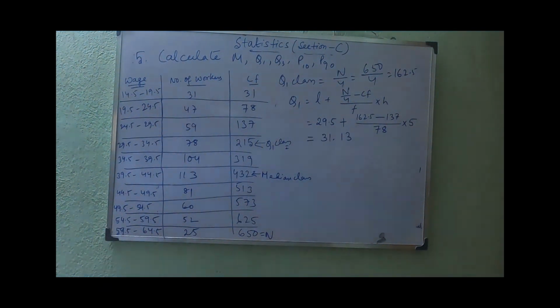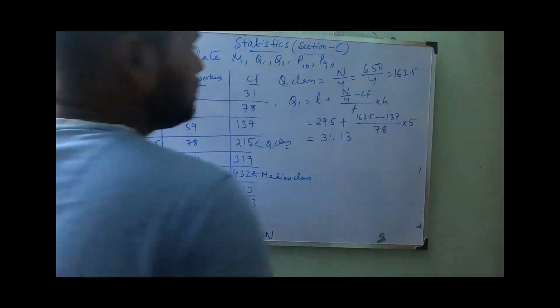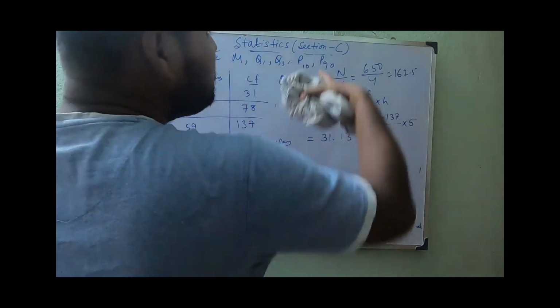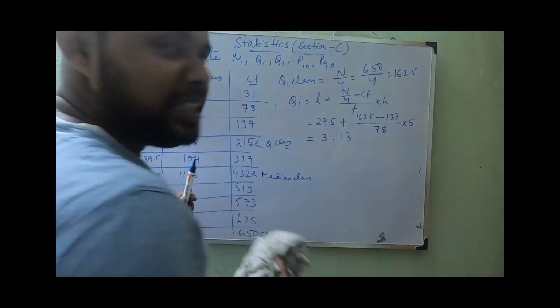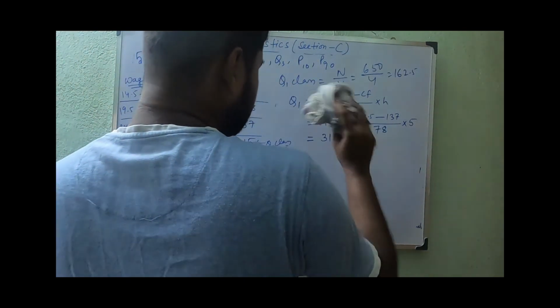Fine. Next, the upper quartile you can find the same way. So let me try finding out P10. P10 means the 10th percentile. For the 10th percentile I will be doing the same thing, or let me find P90, the 90th percentile. So the idea is all the same.